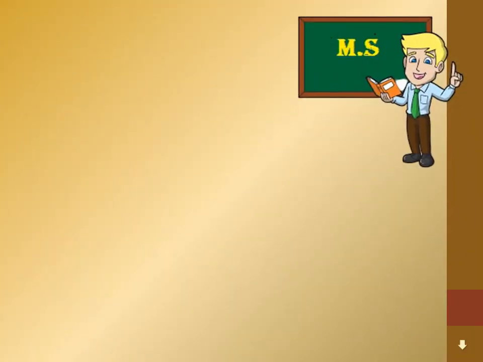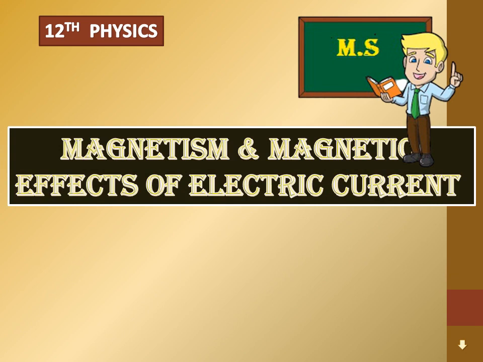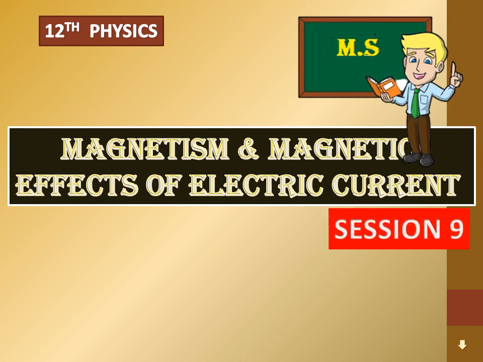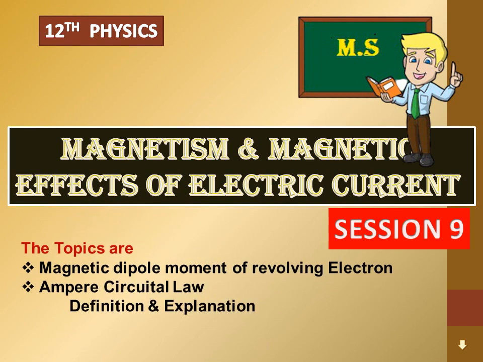Hello students, today in our lesson Magnetism and Magnetic Effects of Electric Current, this is session number 9, and in this session we are going to learn about the magnetic dipole moment of a revolving electron and Ampere's circuital law. We are going to see the definition and the explanations using this Ampere's circuital law. Let's move to the first topic.